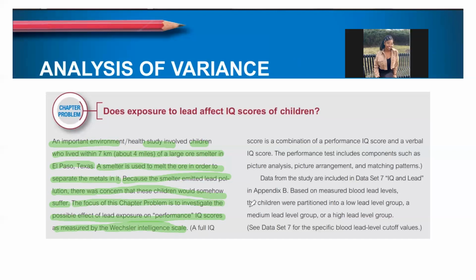A full IQ score is a combination of a performance IQ score and a verbal IQ score. The performance test includes components such as picture analysis, picture arrangement, and matching patterns. Data from the study are included in data set 7, IQ and lead, and Appendix B.